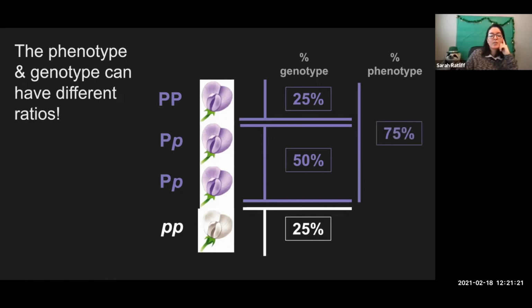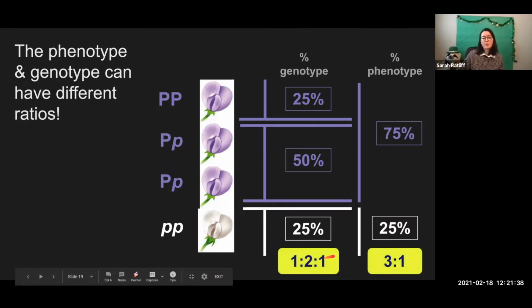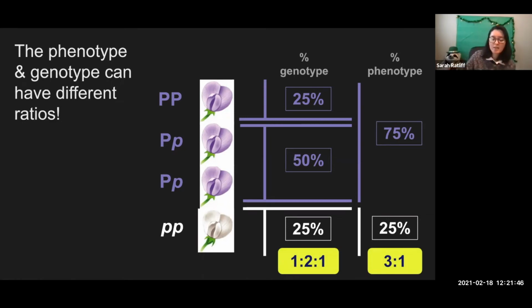75%, or 3 out of the 4 flowers, were purple, and 25% were white. So our genotype and phenotypic ratios are not necessarily going to be the same. Here's the simpler ratio breakdown, 1 to 2 to 1 or 3 to 1. I prefer to use percentages. It's up to you if you give answers to me on your practice and things like that. If you like the simplified ratio or the percentages, it's up to you.